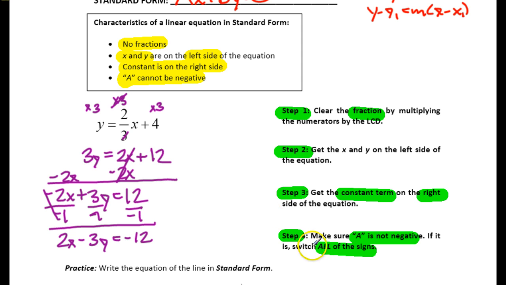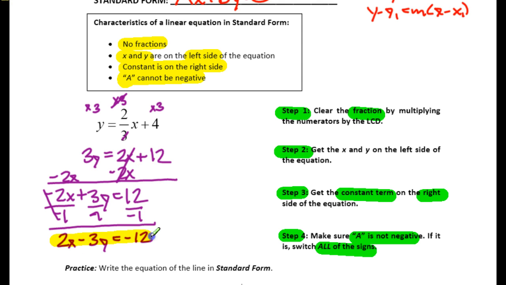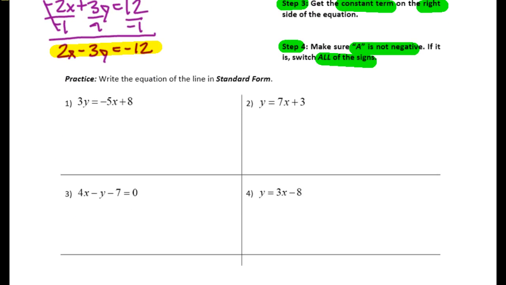Okay, but like I said here, the shortcut, if I'm going to have to change the sign here, you'll notice every sign changes. So you can just do that as a shortcut, but this is the final answer in standard form. There's no fractions. My x and y are on the same side together. The constant's by itself over here, and the a is not negative. And that means you're good. That means you're done. Okay?